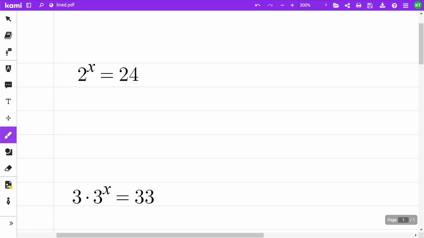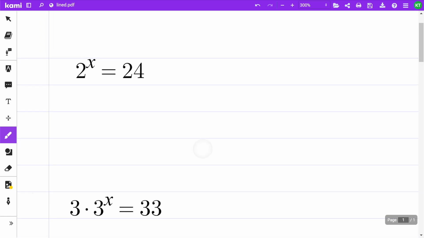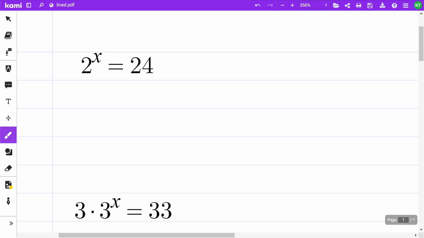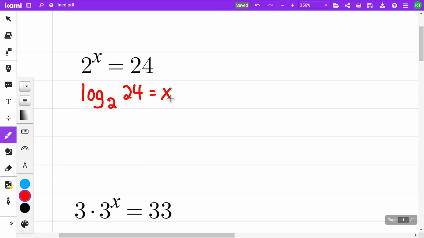All right, so in a question like this, we're going to go ahead and solve exponential equations in common log form. And to do that, we're going to rewrite each of our equations into a log form and then do common log after that. But for example, this question right here, we have 2 to the power of x equals 24. I can rewrite that as log base 2 of 24 is equal to x.